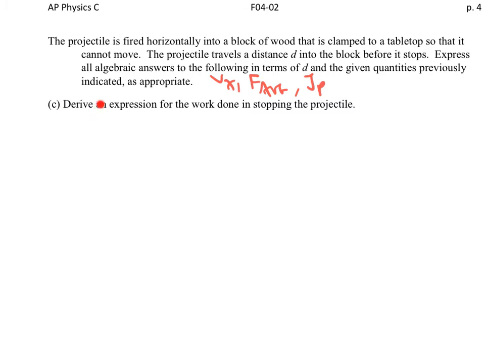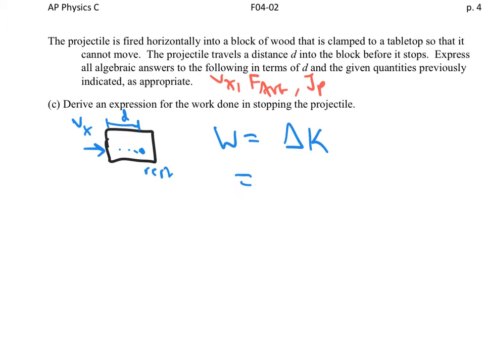Part C. Derive an expression for the work done in stopping the projectile. Well, remember that now we have a thing which is traveling with speed vx at the start, and then at rest at the end, having traveled a distance d. And the work done is delta k. So it ends at rest, and it starts with a half mvx square. So the work is minus a half mvx square.